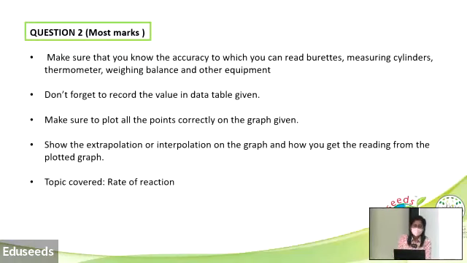Next one, for question 2, the topics covered are mainly from rate of reaction. For rate of reaction, there are a few factors like temperature, catalyst, other than that, pressure. So you just need to read the apparatus and relate it to the rate of reaction normally.